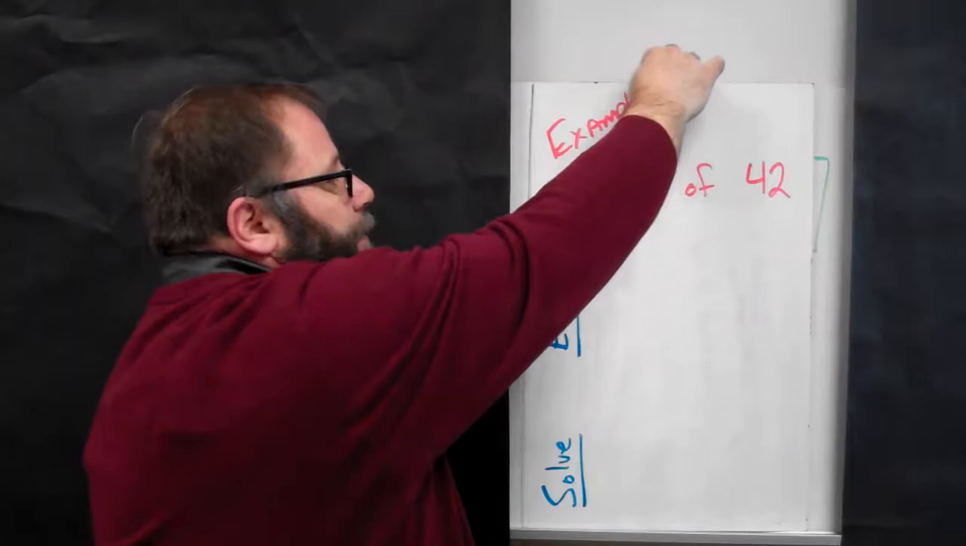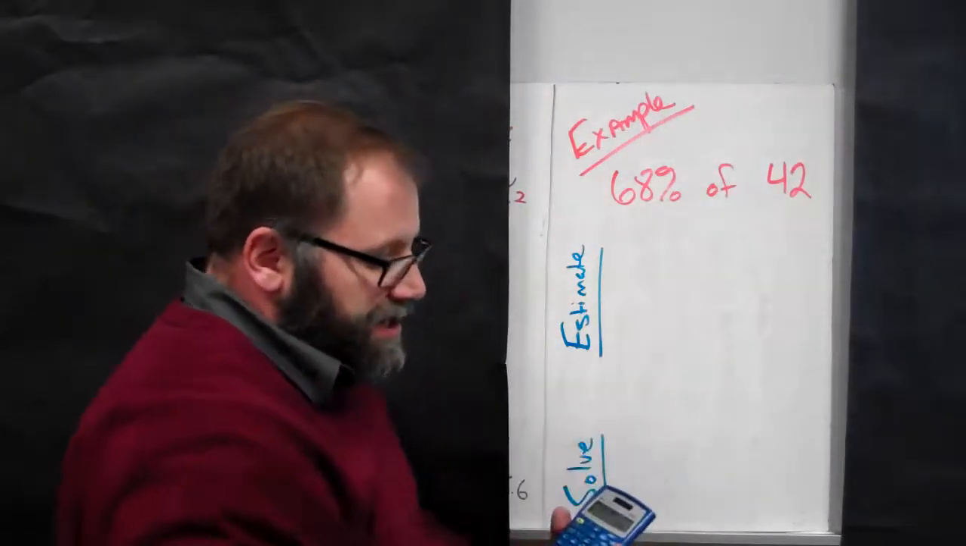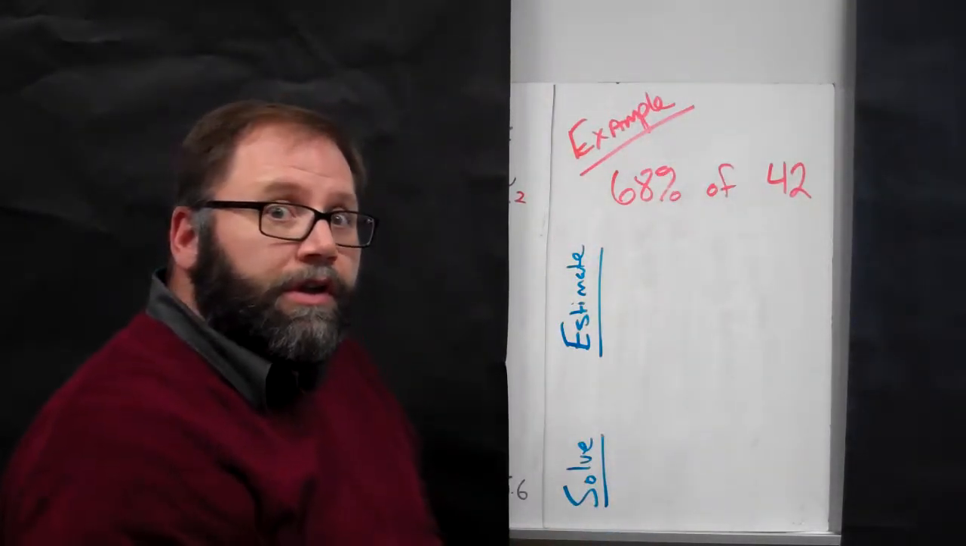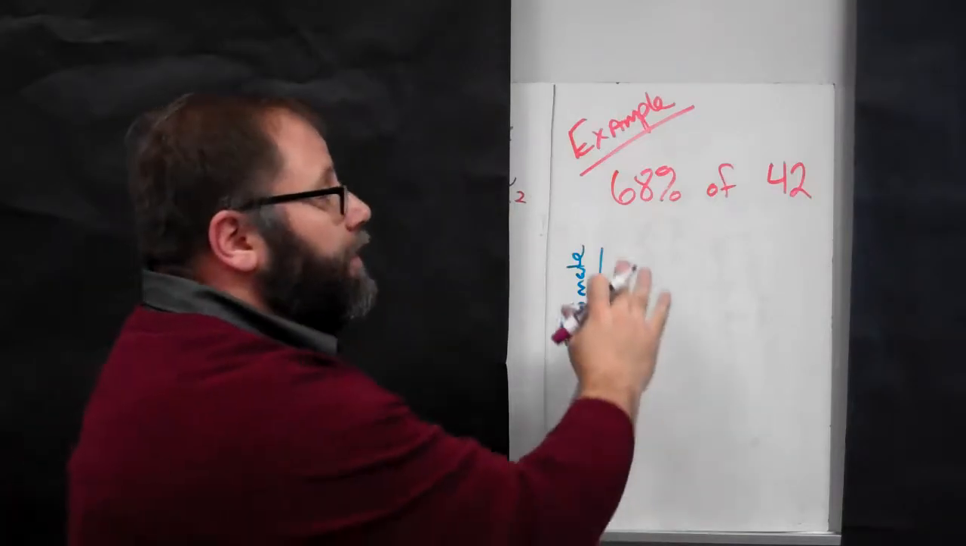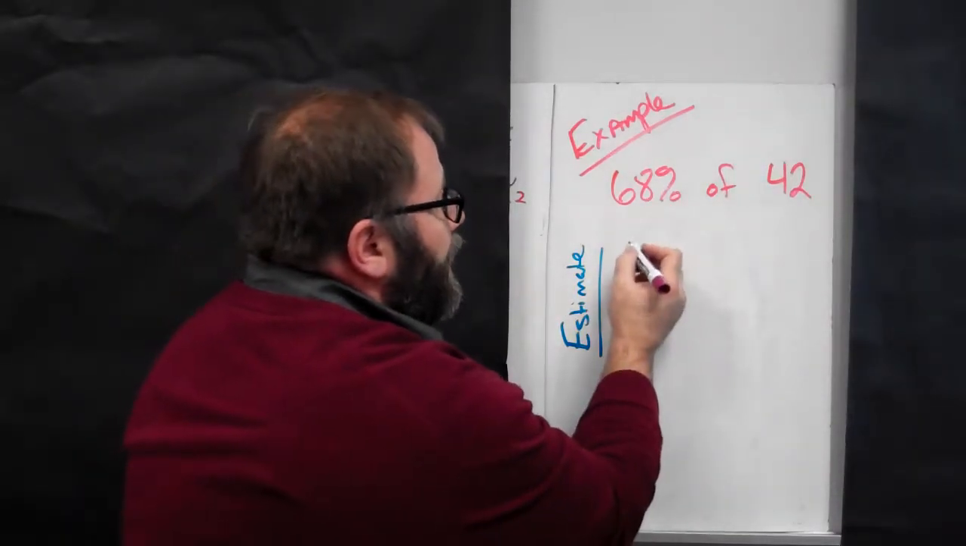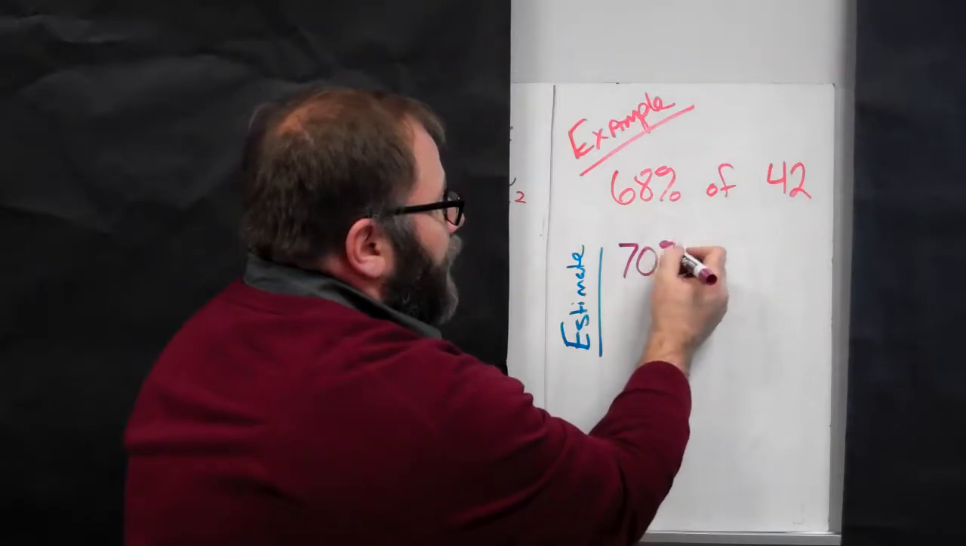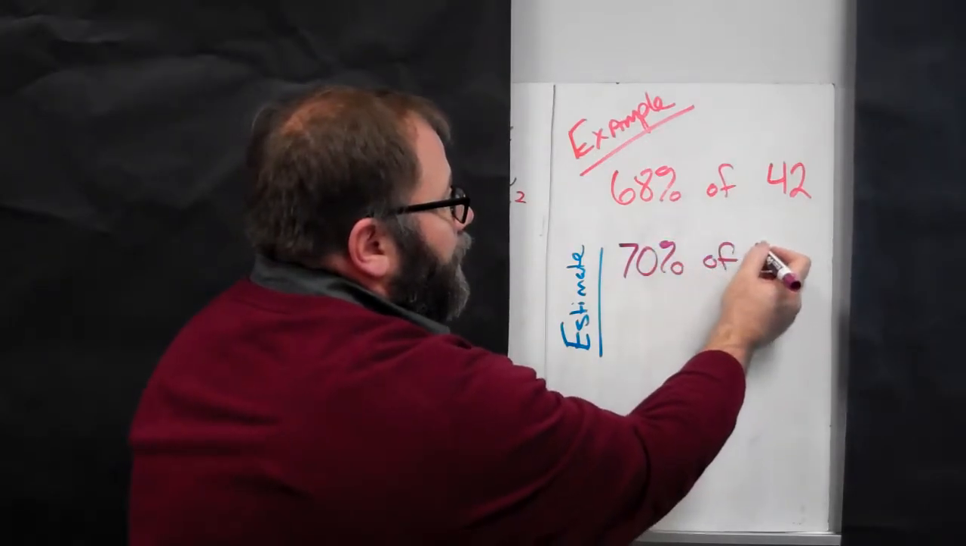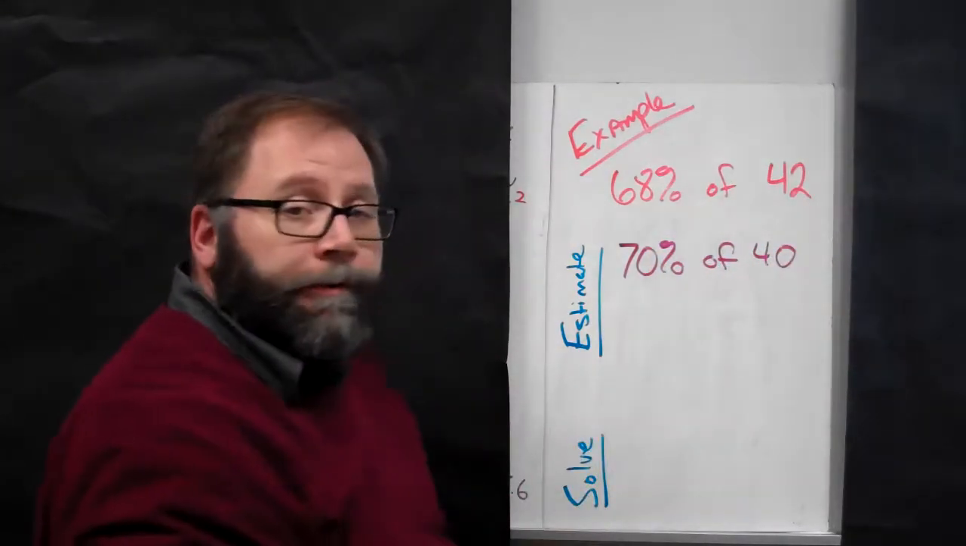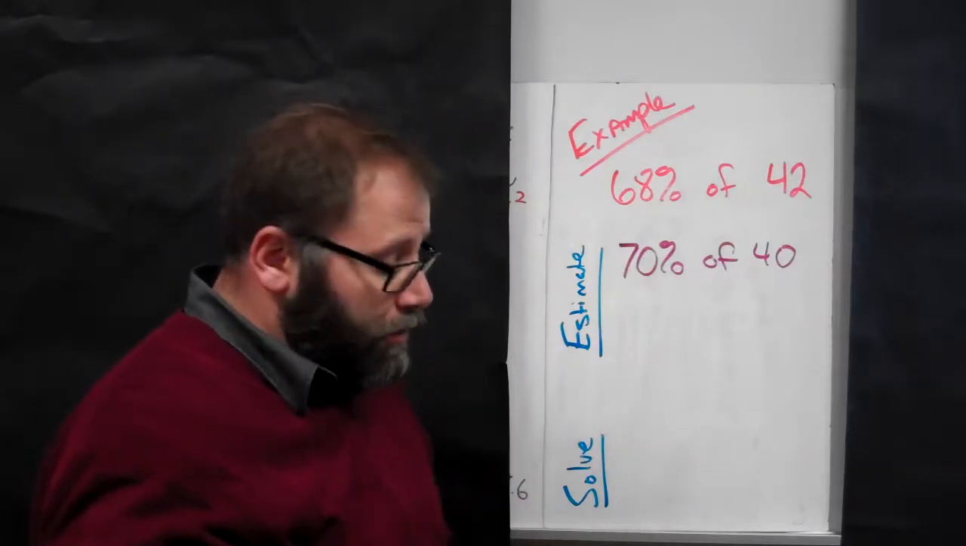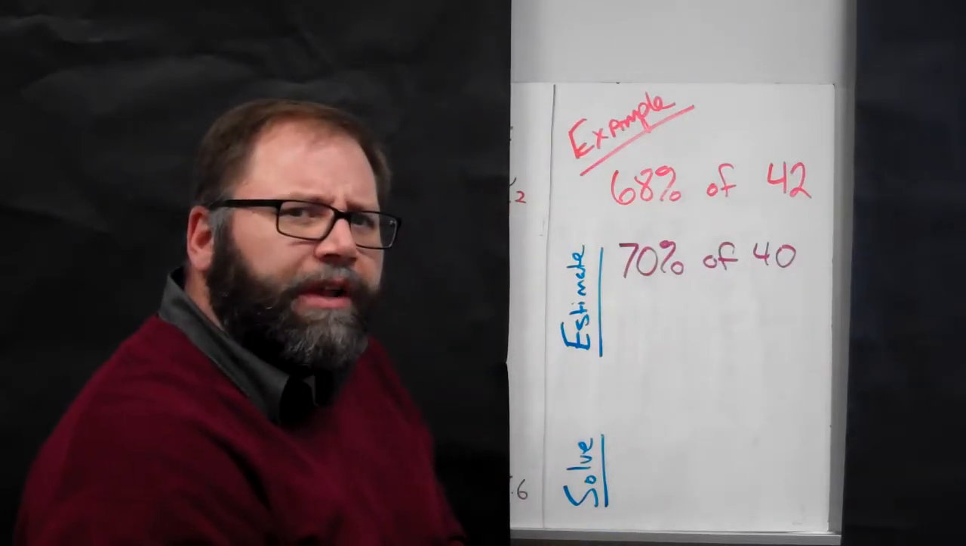So let's try this example. Here we have 68% of 42. What we're looking for is an estimate of this, so we'll rewrite it with numbers that we've rounded: 70% of 40. Now, for me and for you, what's 10% of 40?